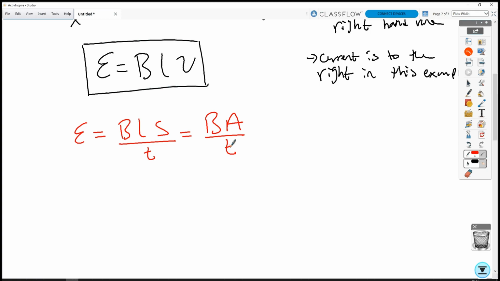Well, what was BA for a coil? That was the flux. So that's equal to phi over t. So again, we've gone back to it being the rate of change of flux.